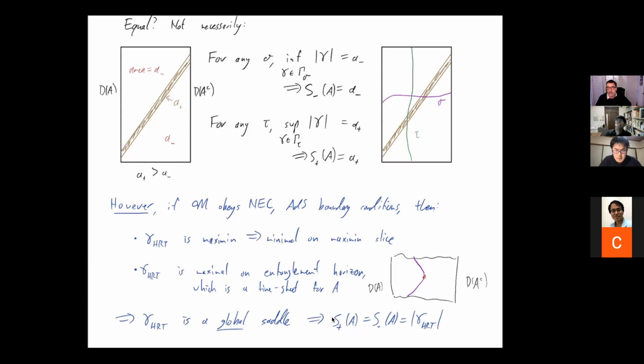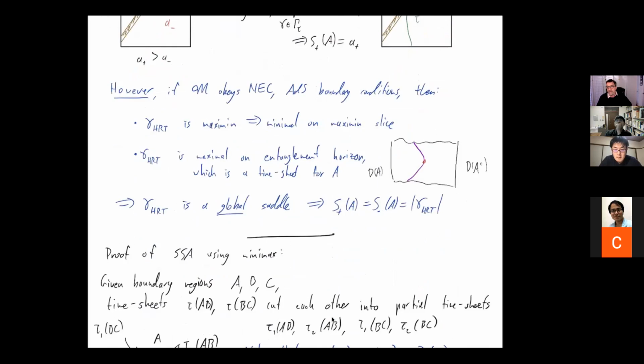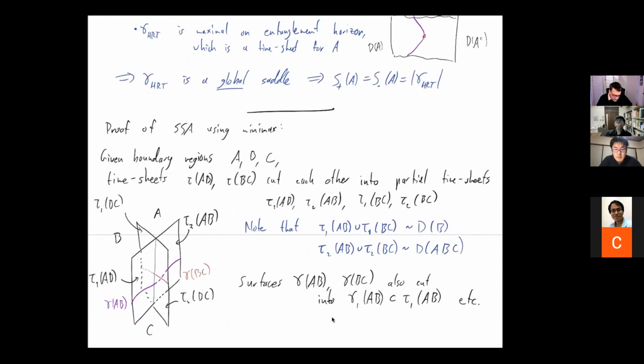Okay, so what we're doing now is we're proving strong subadditivity, which obviously has already been proved using maximin, but the idea is just to get some new point of view, okay? So I'm going to prove strong subadditivity, and the way the proof works is very different from the way it works in maximin, okay? So now the pictures get complicated, and my ability to draw is still limited. So I have these three boundary regions, A, B, and C. And by the way, let's just get the inequality up on the board.